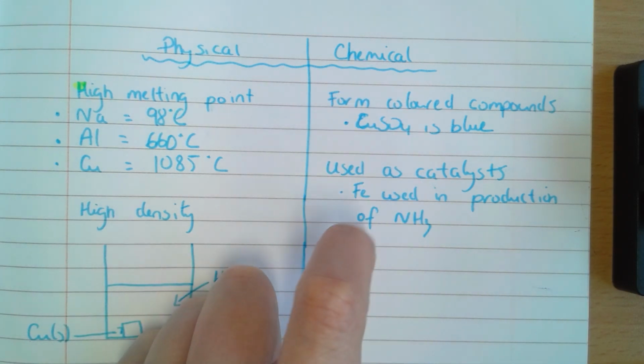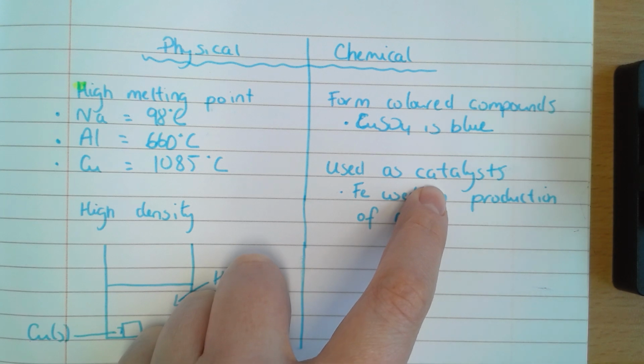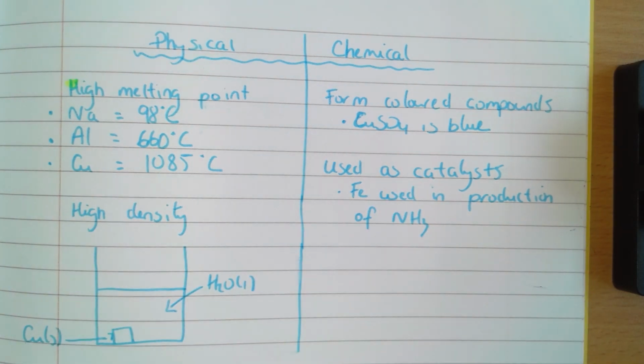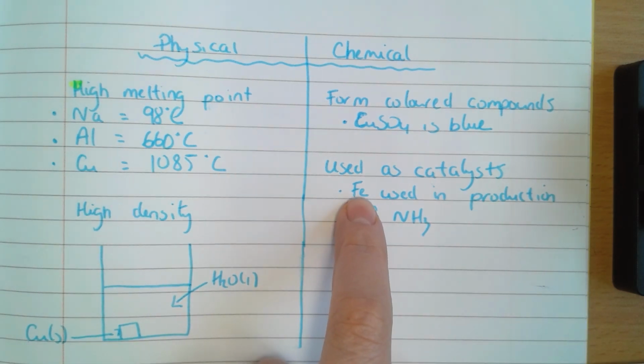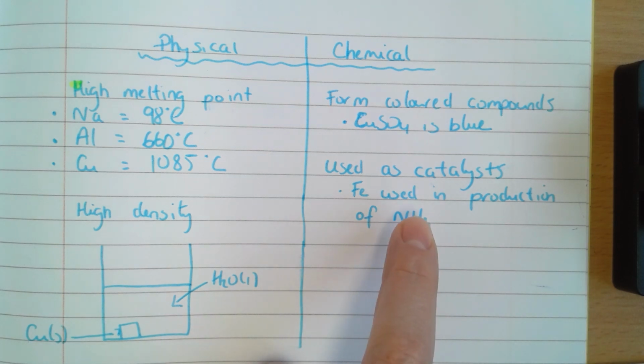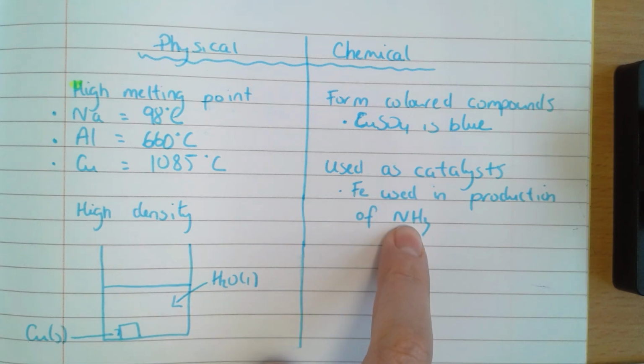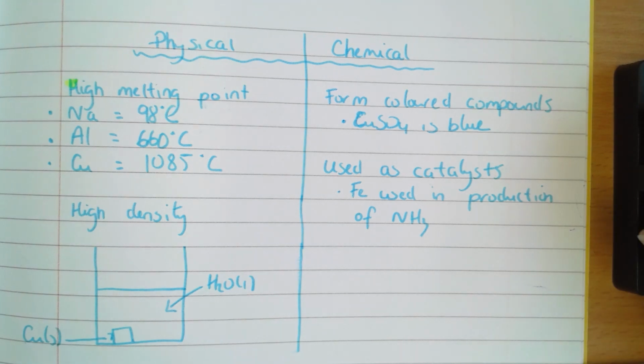They form coloured compounds. They can also be used as catalysts. Remember, we use catalysts to speed up a reaction. They lower the activation energy. You get a higher proportion of successful collisions. Classic example is iron is used in the production of ammonia. We'll study ammonia in more detail when we look at equilibrium, but iron is a transition metal and it's used to speed up this reaction.